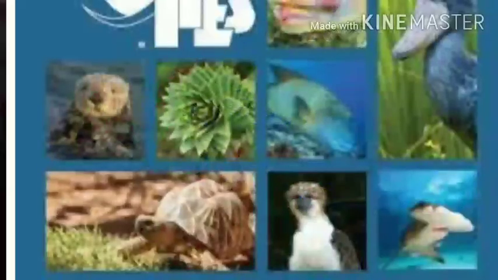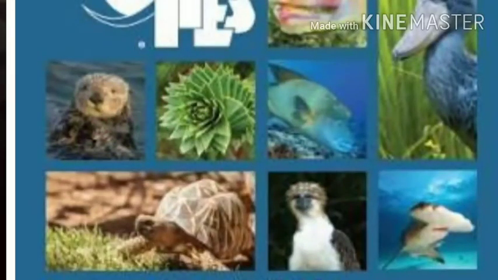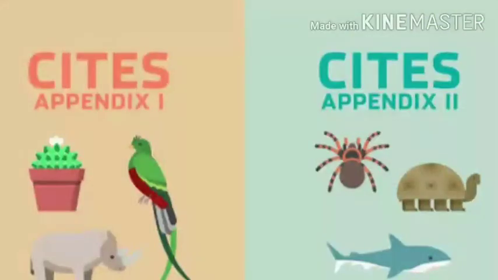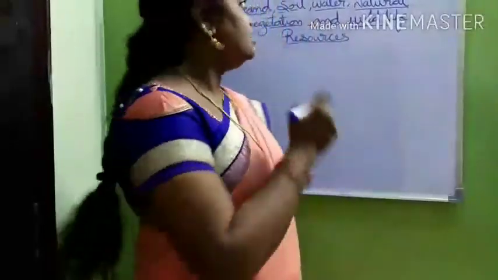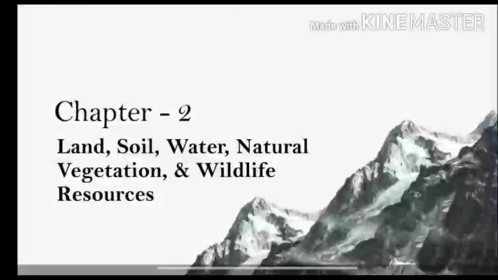CITES, an international convention, has been established to list several species of animals and birds whose trade is prohibited. So it is an ethical duty of every citizen to conserve plants and animals. I hope you have understood the concept of this second lesson. What is the second lesson? Land, soil, water, natural vegetation and wildlife resources. These are the second lesson, and all of this becomes natural resources.